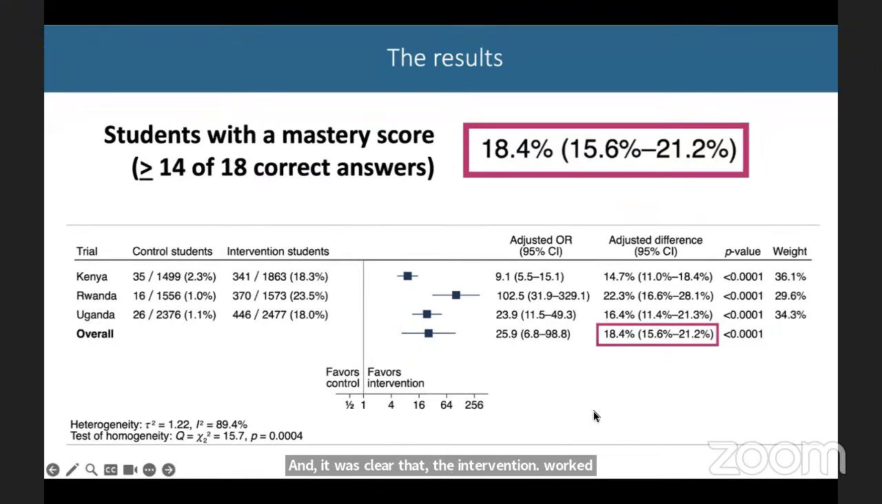Then when you look at the mastery of the concepts, we also found overall that 18% more students in the intervention also had a mastery score. And when you look also per country, more students, 14 to 22%, also had a mastery score.